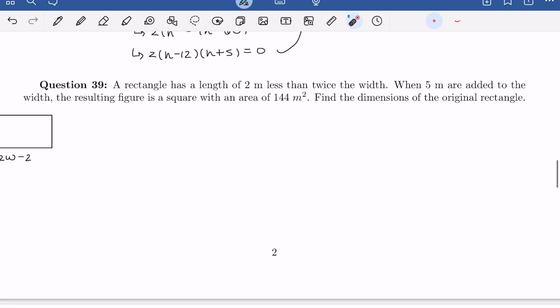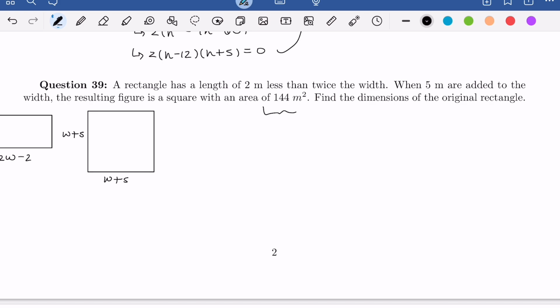All right. Now we're told that if we add 5 meters to the width, the resulting figure is now going to be a square with an area of this. So if we add 5 meters to the width, we now actually have a square. So that means the length and the widths are equal. So we're adding 5 meters to the width here. And since we're dealing with the square, like I said, these guys are going to have equal length and width. So we're going to have w plus 5 for the length as well. We're also told that the area is 144 meters squared. So we know that the area is going to be length times width, or in this case, our width squared. Since we have a square, the length and widths are equal.